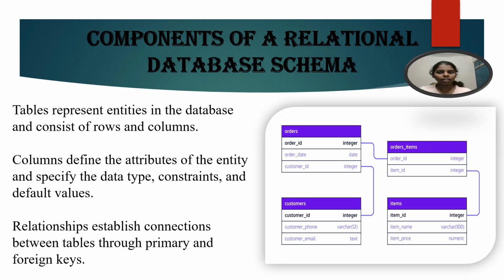Components of a relational database schema. Tables represent entities in the database and consist of rows and columns. Columns define the attributes of the entity and specify the data type, constraints, and default values. Relationships establish connections between tables through primary and foreign keys.